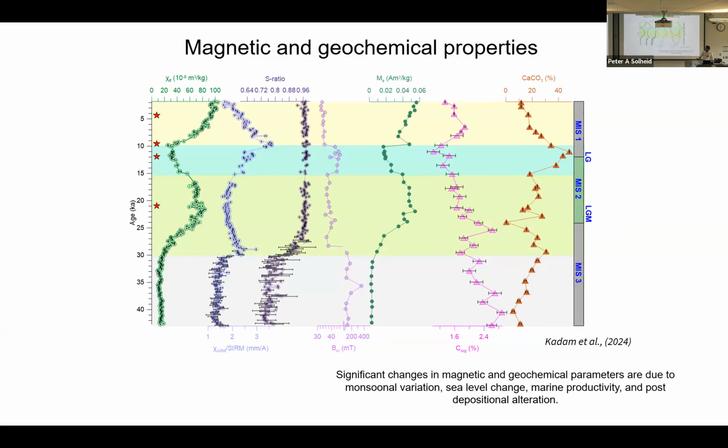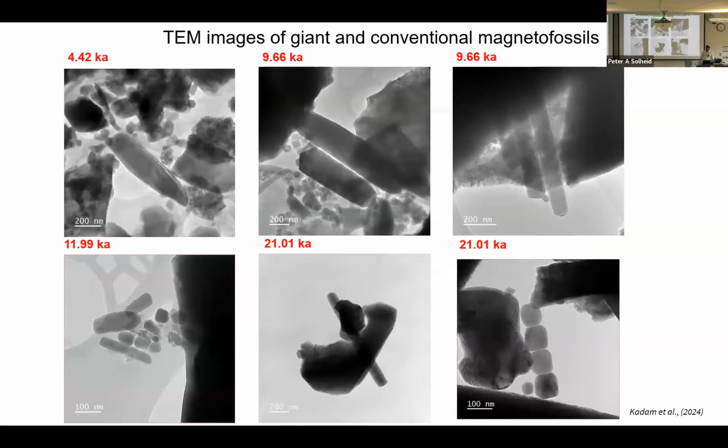In this profile, the stars represent the layers we selected for the transmission electron microscopy analysis. This sediment core record is dominated by the presence of both conventional and giant magnetofossils. As you can see, a nice picture of giant bullets over here. Also a bundle of needles, some conventional magnetofossils with bullet shapes, a tiny needle, and also a short chain of conventional magnetofossils.